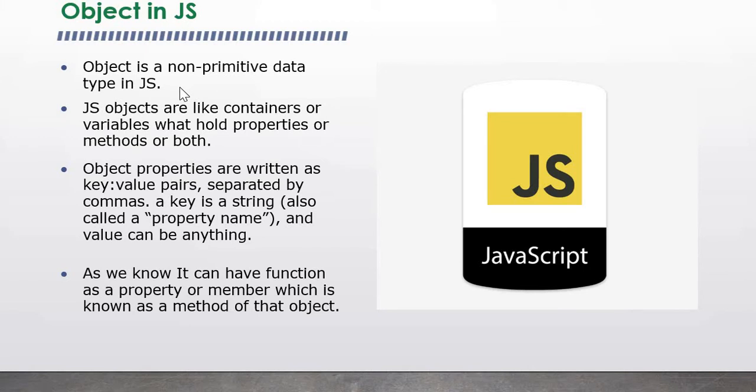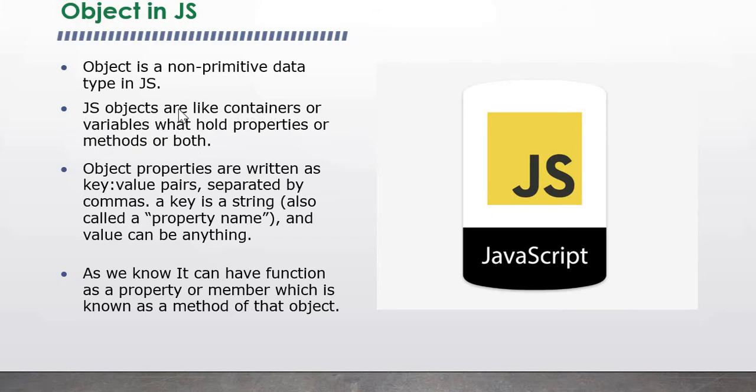We know data types in programming languages usually come in two types: primitive and non-primitive. Primitive types are the regular data types we know, the inbuilt data types that come from the programming language, like integer, string, and boolean. But an object in JavaScript is a non-primitive data type.